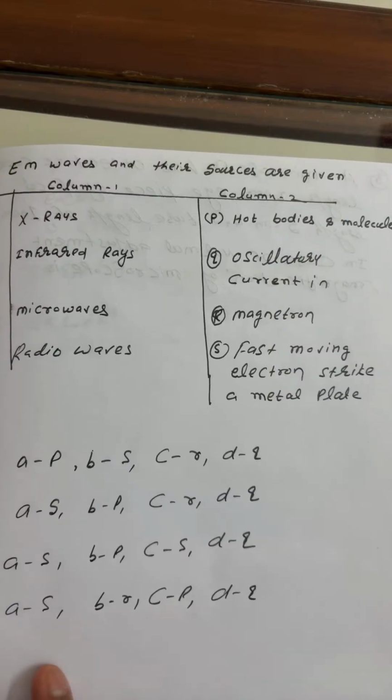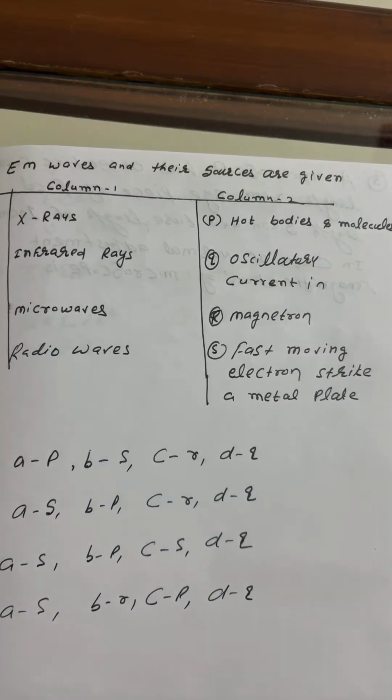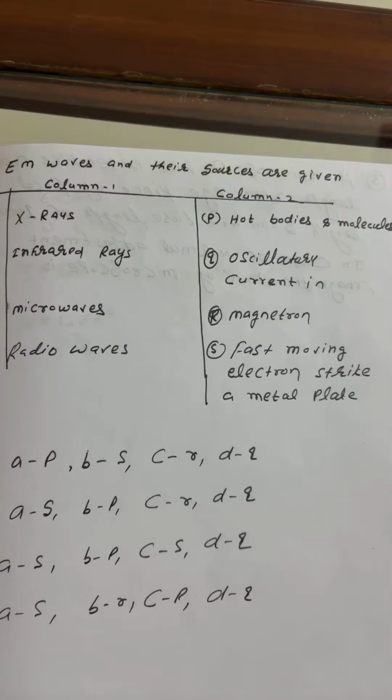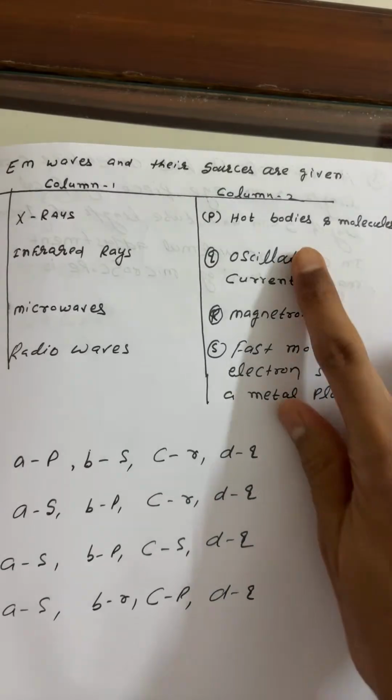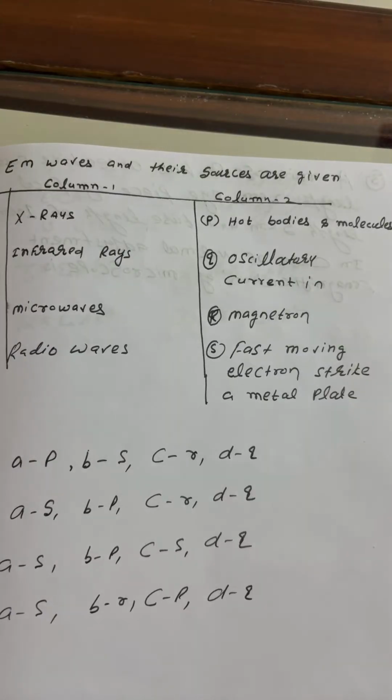In column two, beta, we can go through what the applications of all these things are. I can say there is one for microwave. Yes, microwave. Yes, beta. Hot bodies and molecules. Basically, hot bodies and molecules are applicable for beta.